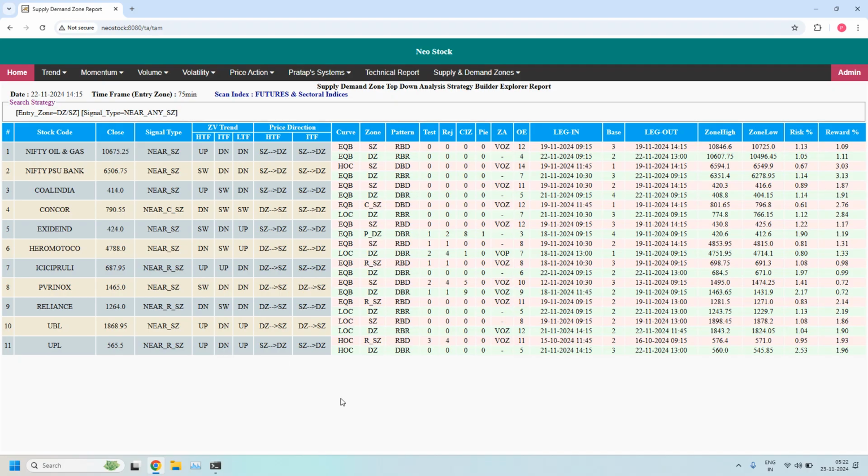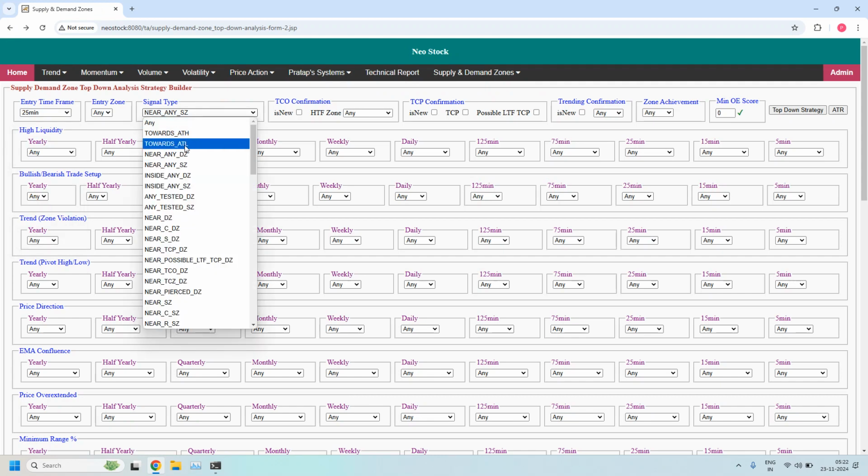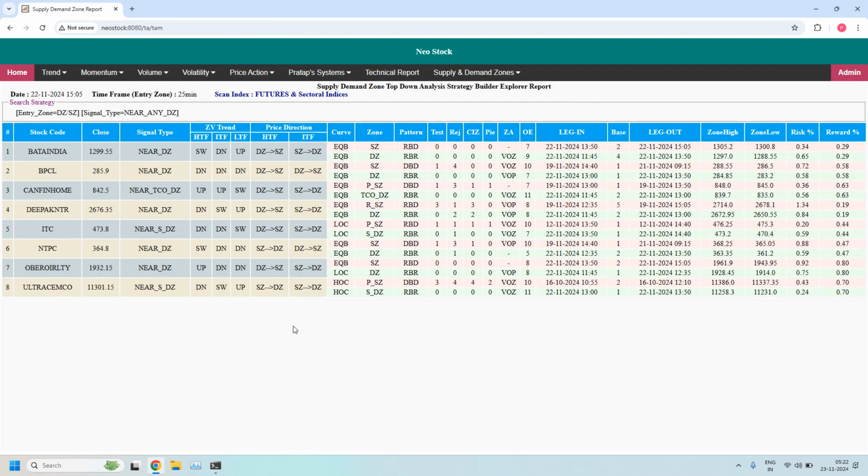So this is about stocks high liquidity zones. Next time frame is 25 minutes. Stocks near 25 minutes demand zone. We got 8 stocks.